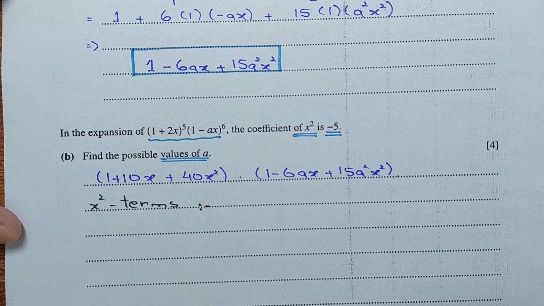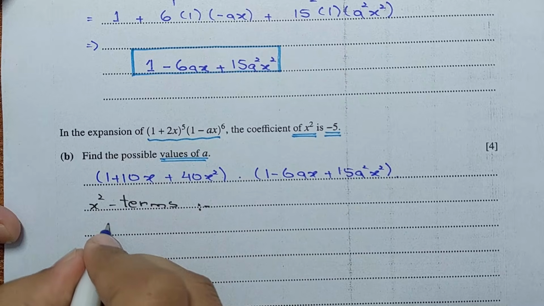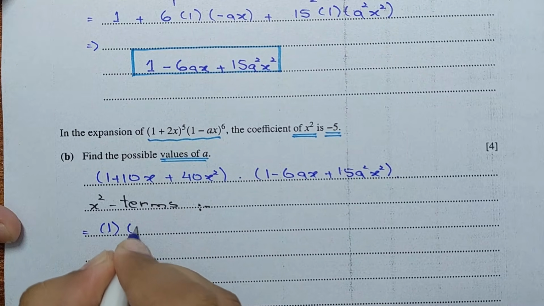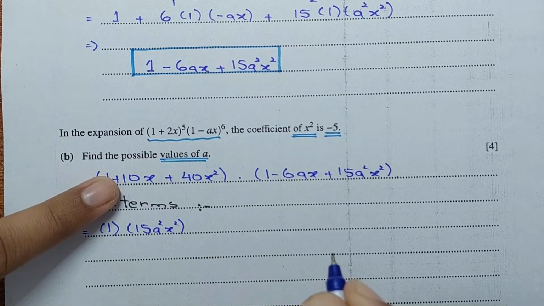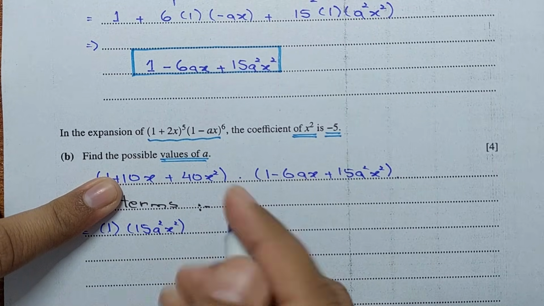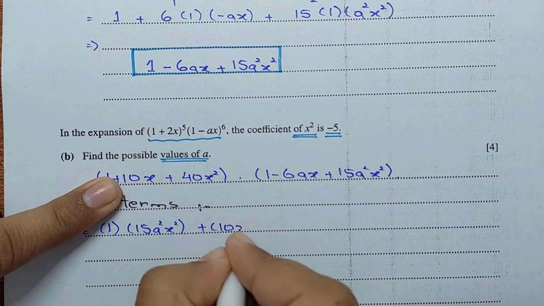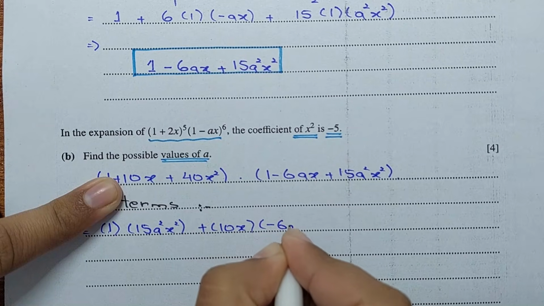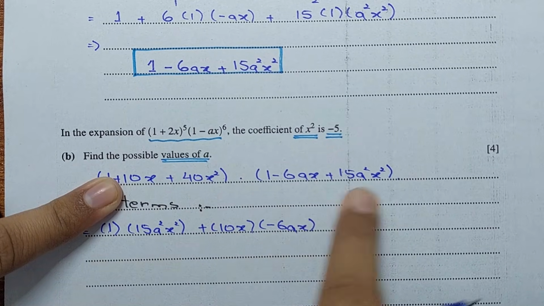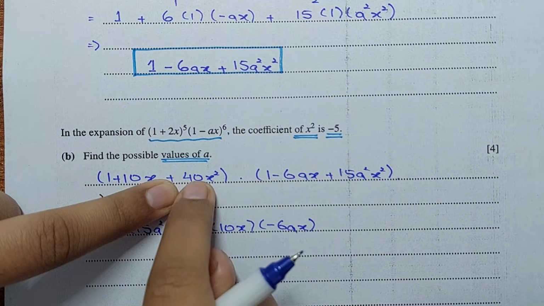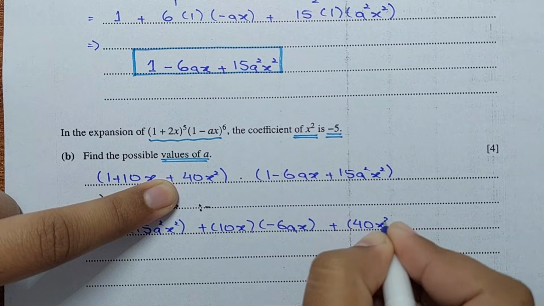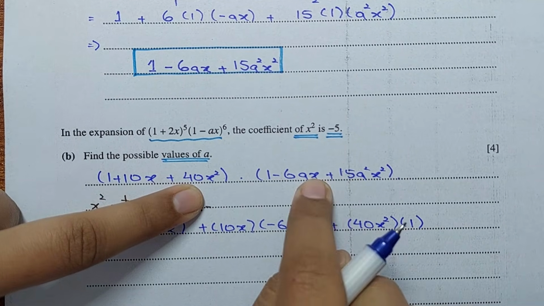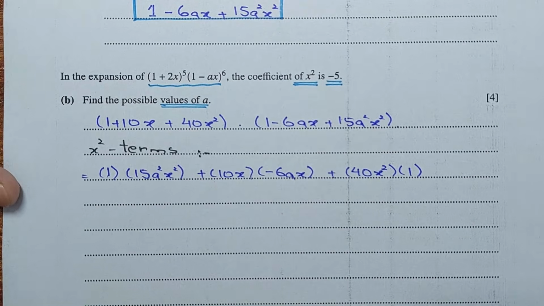So in x square terms, 1 is multiplying with 15a square x square. You will get x square term. 10x is multiplying with minus 6ax, you will get x square term. Now this is x cube term. This x square is multiplying with 1, you have x square term. 40 x square is multiplying with 1. Now these are x cube term. These are x to the power 4 term.